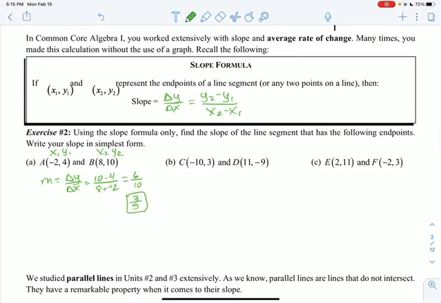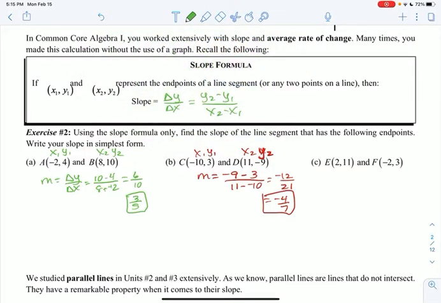All right, and then for B, same thing. I can label these. I think in the beginning, unless you guys are pretty confident with this, I would label these x1, y1, and x2, y2. So my slope is going to be y2, which is negative 9, minus y1, which is 3, over x2, 11, minus x1. So that is negative 12 over 21. All right, and both of those are divisible by 3. So that's going to give me negative 4/7.